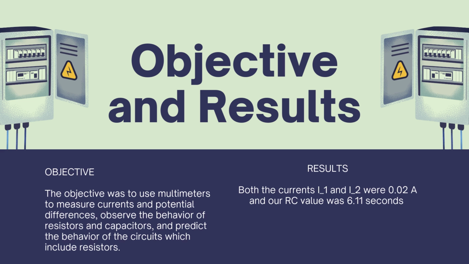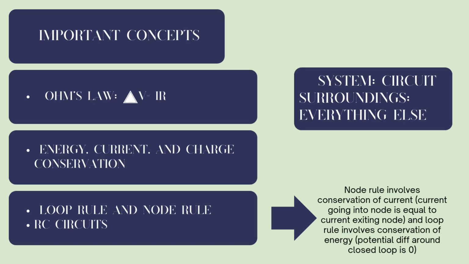An overview of the results: both of the currents, I1 and I2, were 0.02 amps, and our RC value was 6.11 seconds. There are some important concepts to understand before going into this lab. Those concepts include Ohm's law, which is change of V equals IR, energy, current, and charge conservation, the loop rule, and the node rule, which heavily involve RC circuits.